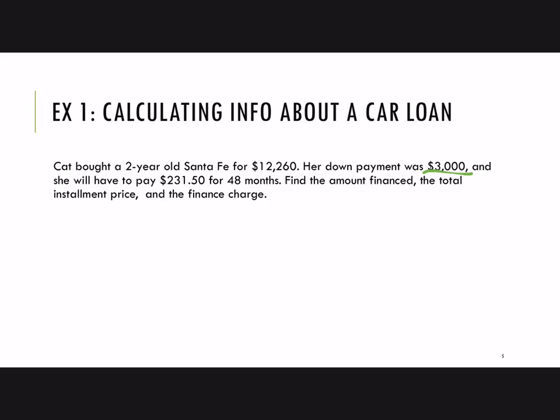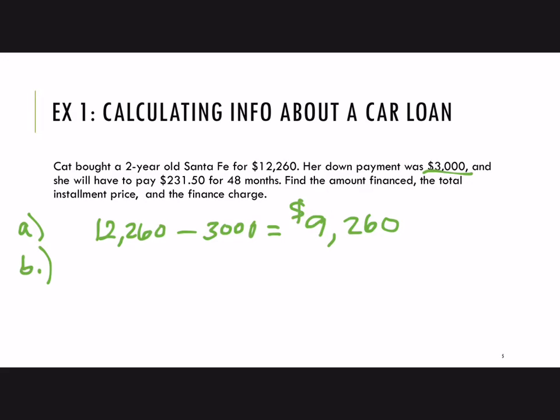So the car cost $12,260, and after she pays that down payment of $3,000, that leaves $9,260 left, and that's the amount financed. I'll call that part A. And then next we need to find the total installment price. Well, this is everything that she paid all together for this car.